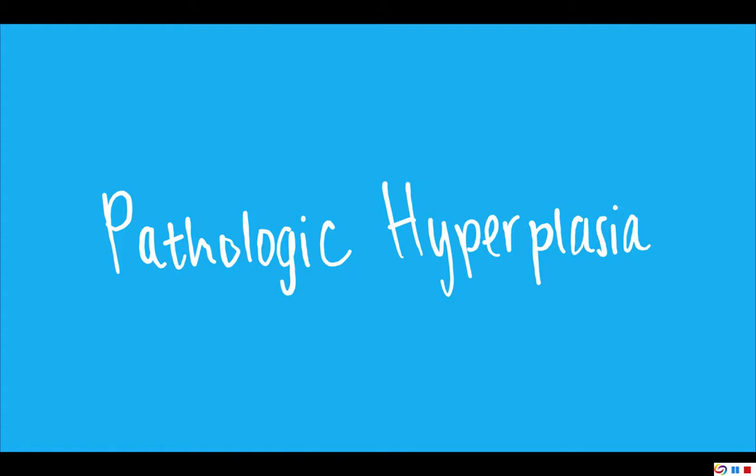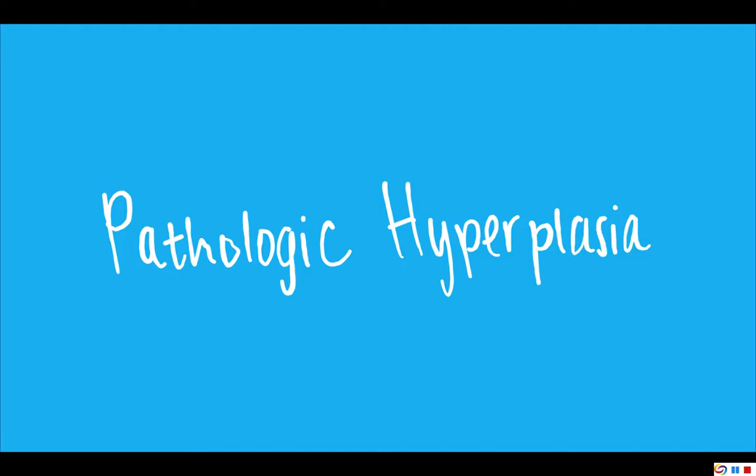So normally, the normal physiologic process is that, yes, ACTH is released by the pituitary, which stimulates the adrenal cortex. But in this case, the pathology is that you have a pituitary adenoma, or a tumor, that is causing too much ACTH to be released by the pituitary. That is then going to cause pathologic hyperplasia of the adrenal gland, specifically of the adrenal gland cortex.